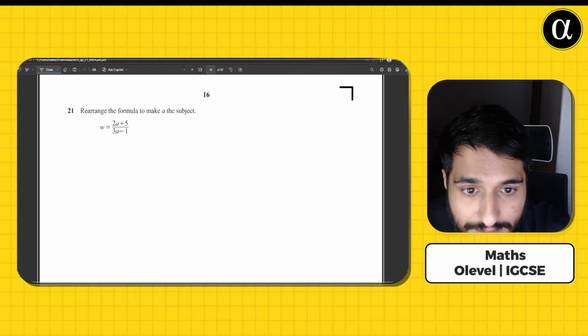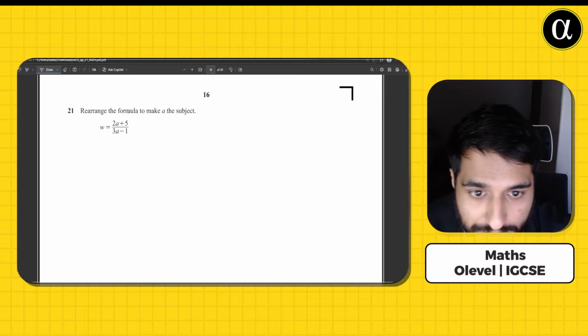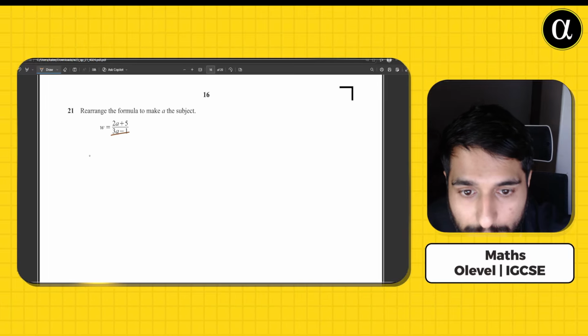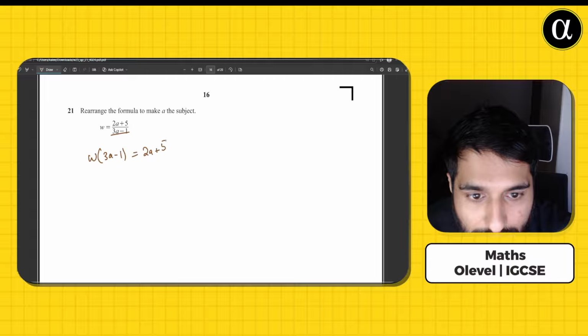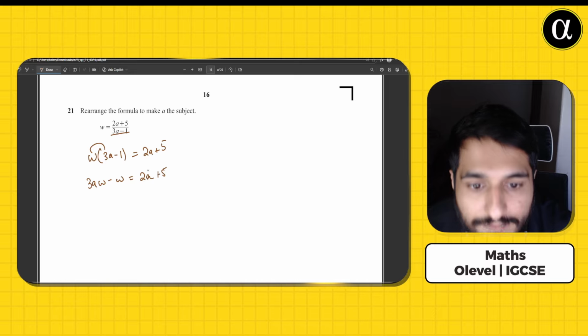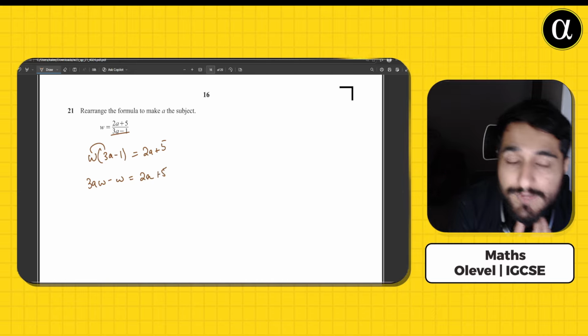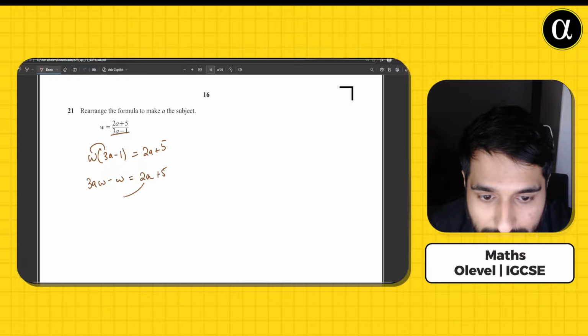Now, if you want to make A the subject, we need to move it to the other side. So let's say if we move this whole term over on the other side, it's going to be y times 3a minus 1 is equals to 2a plus 5, and this is going to be 3aw minus w is equals to 2a plus 5. We need to make a the subject. Now, since we have two a's, we'll move all the a's on one side. That means this moves over there.